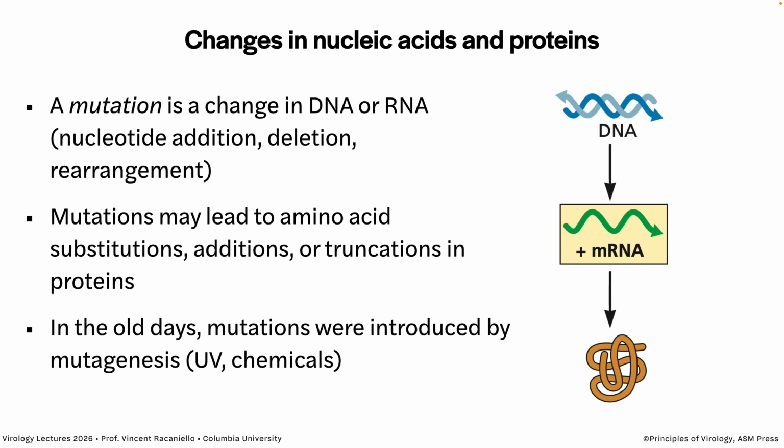Now let me give you some terminology. A mutation is a change in DNA or RNA. It can be an addition of a base, a deletion, a rearrangement. It's manipulation of nucleic acid. And mutations can lead to amino acid changes. They can be substitutions, additions, truncations in proteins. And in the old days, we used to make mutants of viruses by UV or by chemical mutagens. All right, so that's the definition of mutation.